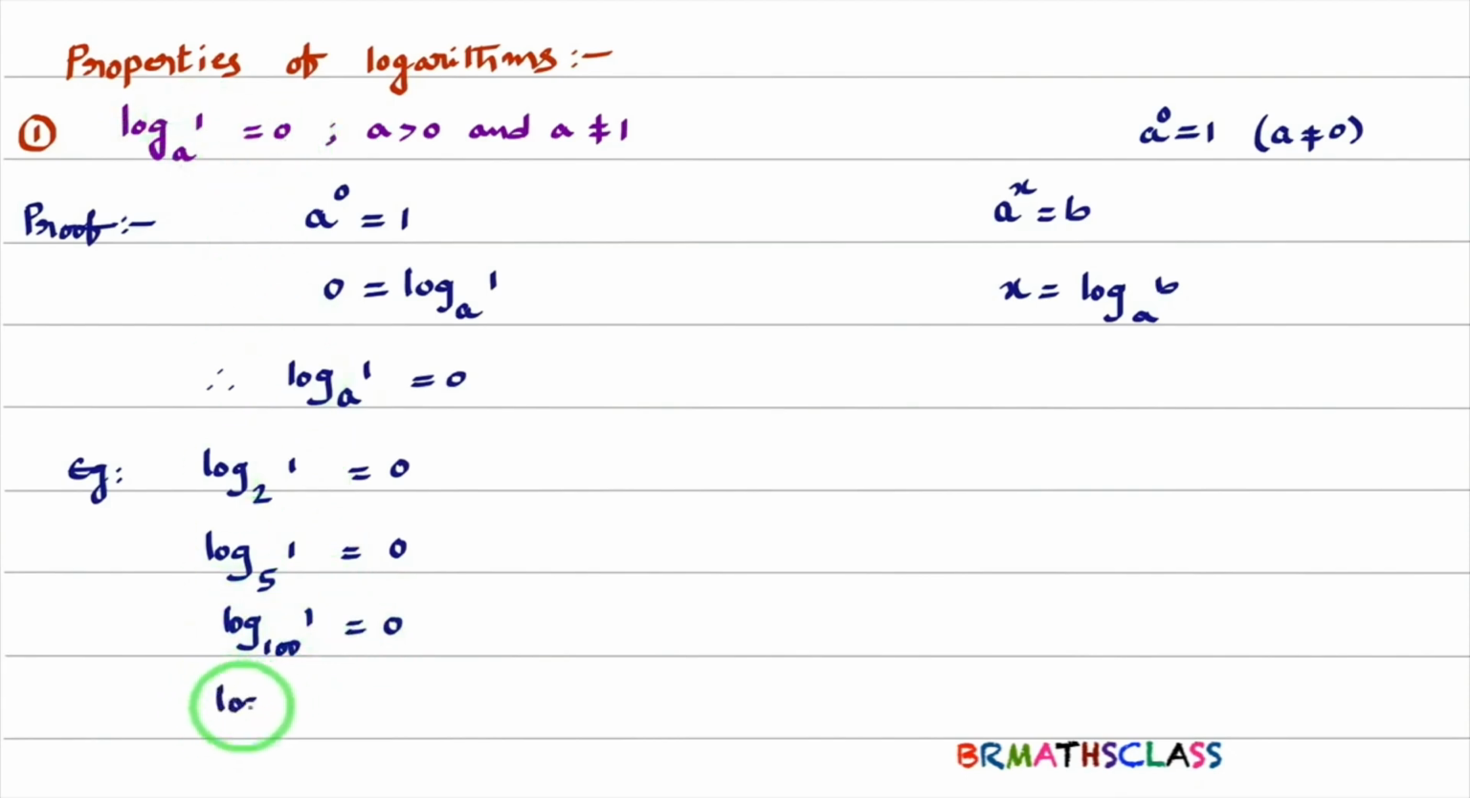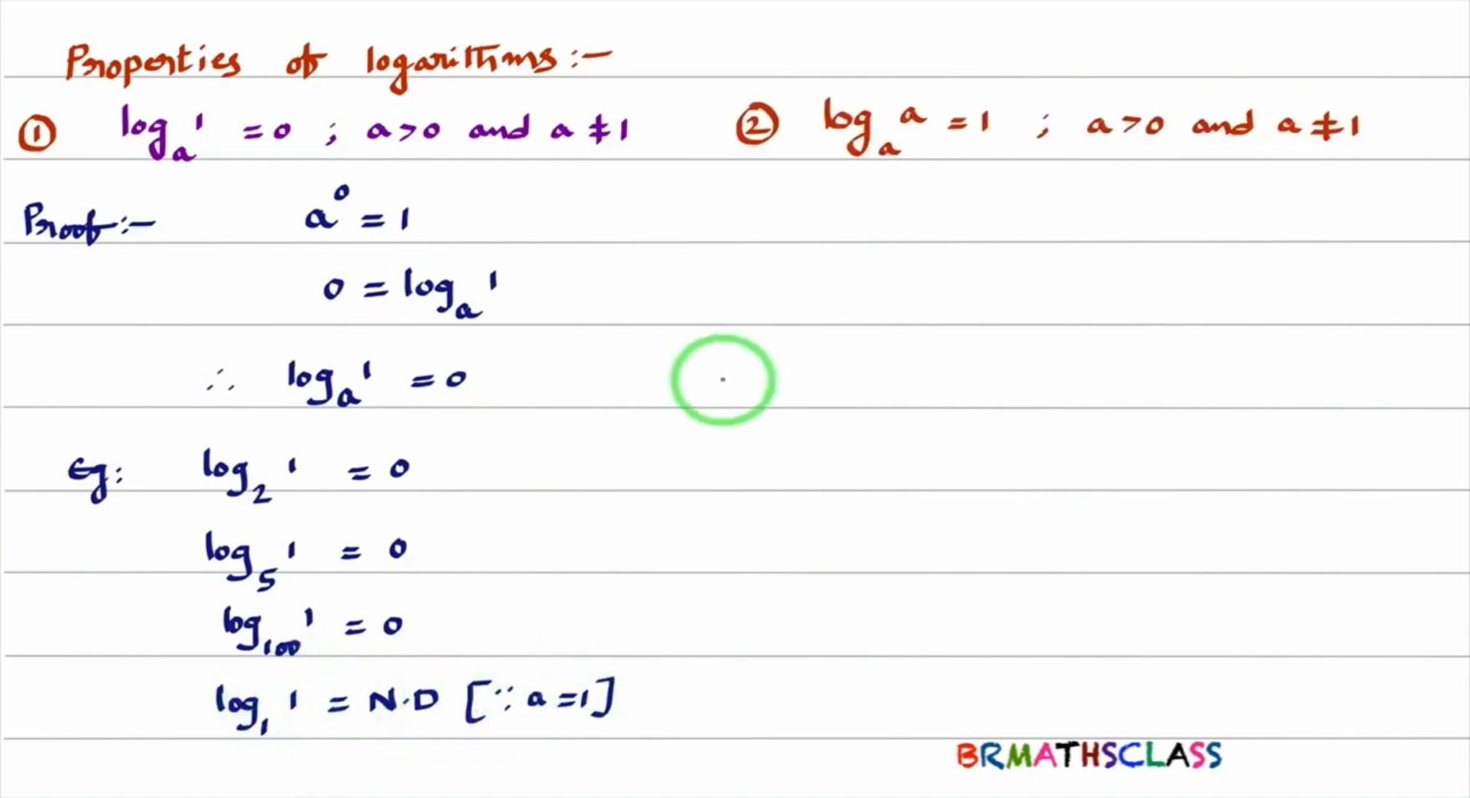Similarly, you see here log 1 base 1. What is its value? Its value is not defined. Please try to understand. Not defined, because this formula works only when a is greater than 0 and a is not equal to 1. Here the base is equal to 1. So a cannot be equal to 1. As a equals 1, log 1 base 1 value is not defined. I hope you are understanding.